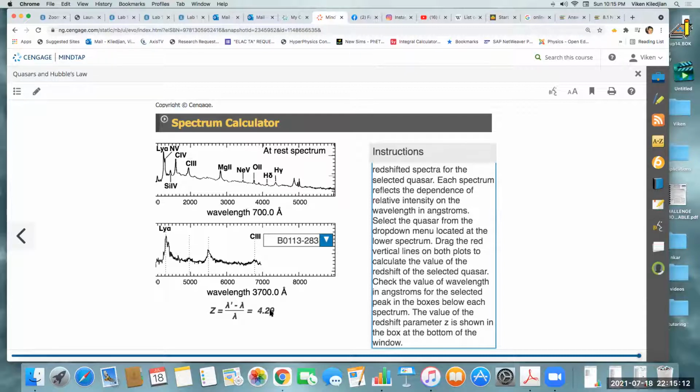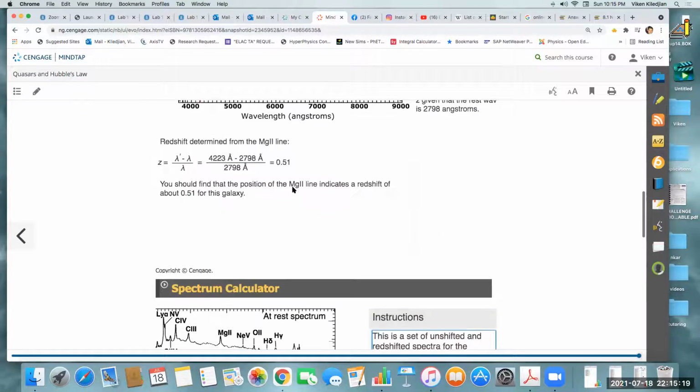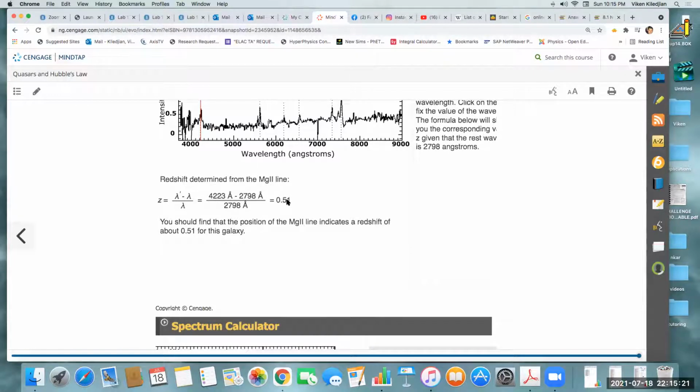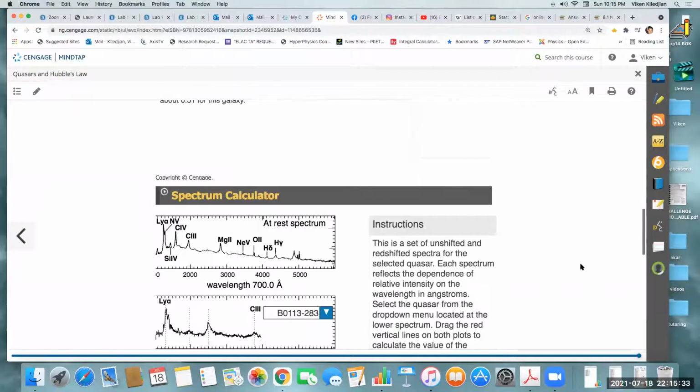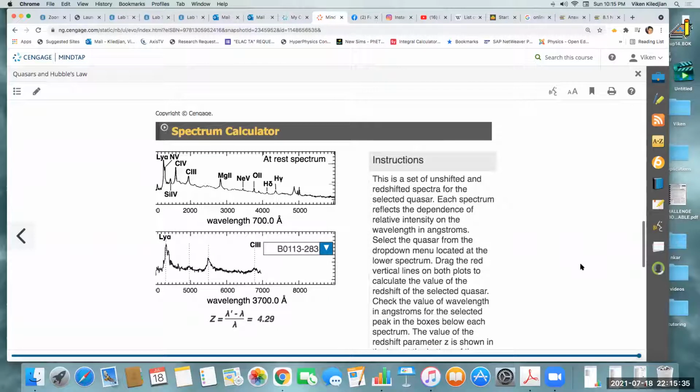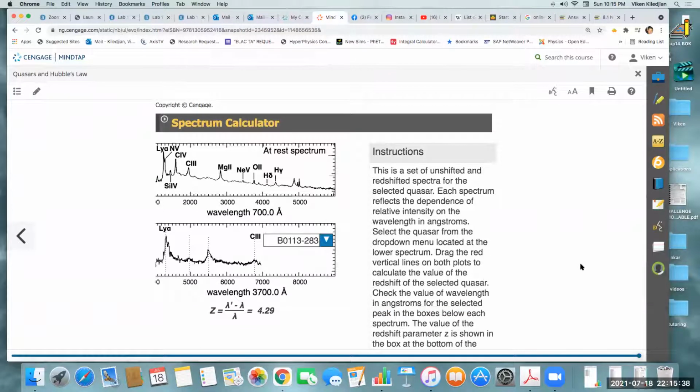Oh wow, this is huge redshift. So this redshift 4.29, for example, dwarfs this redshift, 0.51. We thought that this is far. That's for the galaxy B000-160, right? But then those ones are huge redshifts. They're over 1. I remember doing one in the last lab or couple labs where the Z was 1 something and 2 something. So this would dwarf those also, you see?